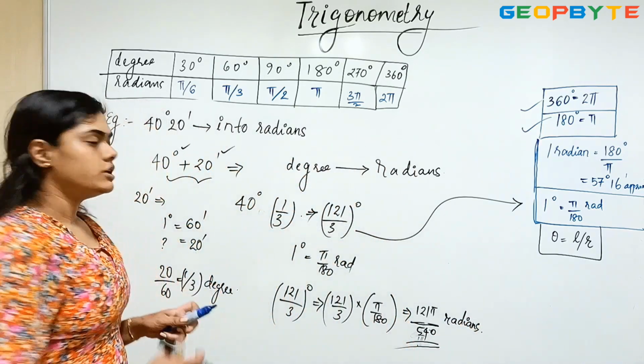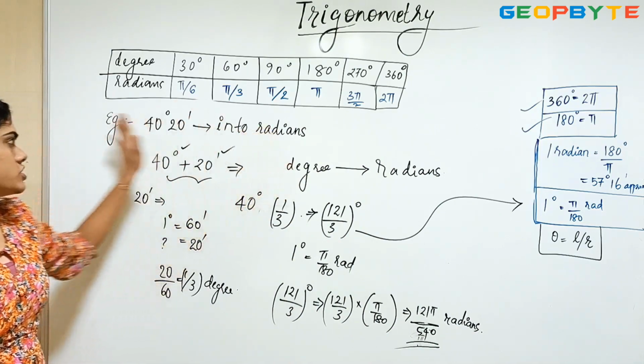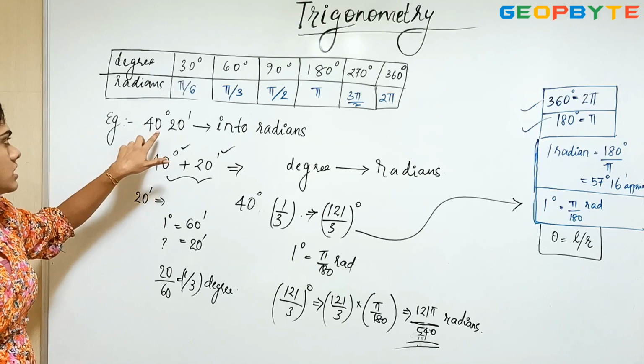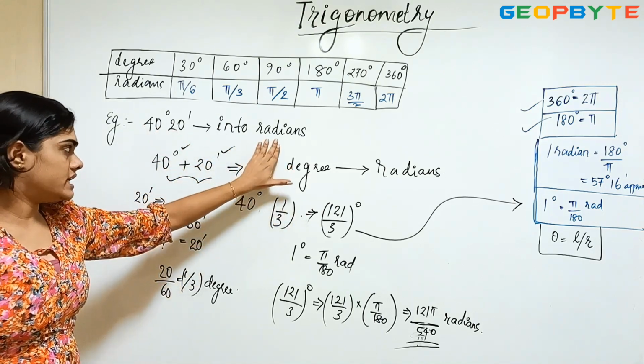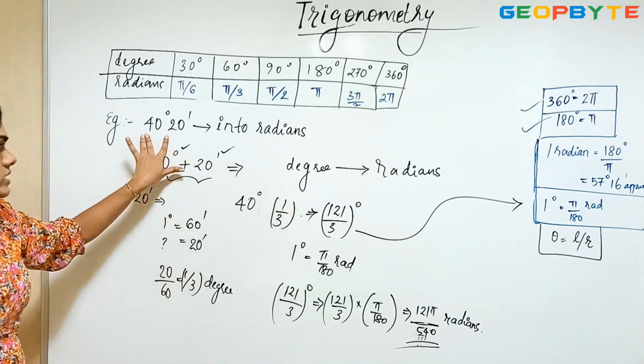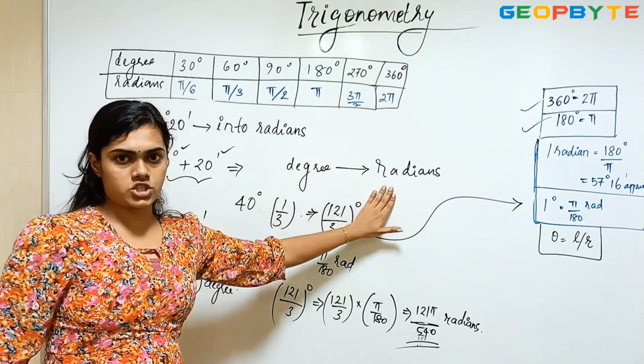So similarly, you can convert everything into one unit or one unit into another unit. But instead of converting first to radians, we have to first convert these two values into degree. Then only can we convert it into radians.